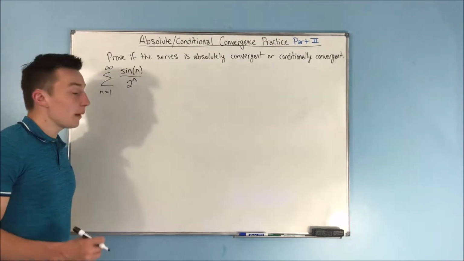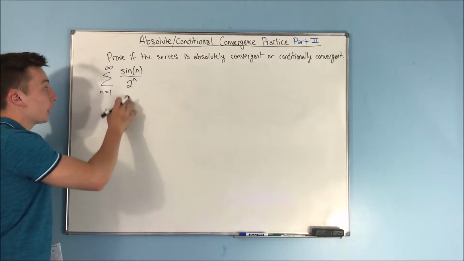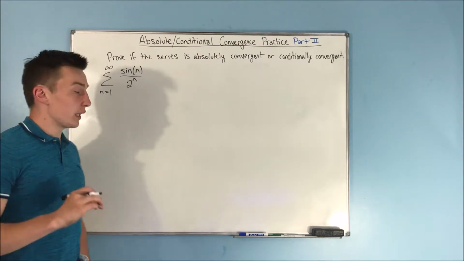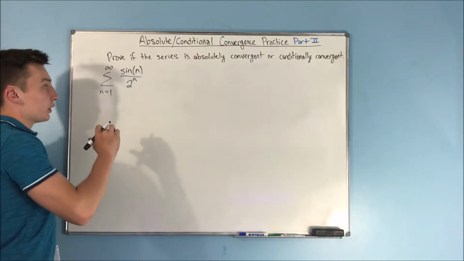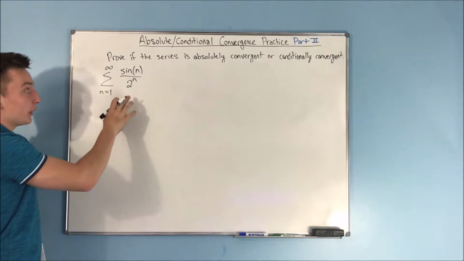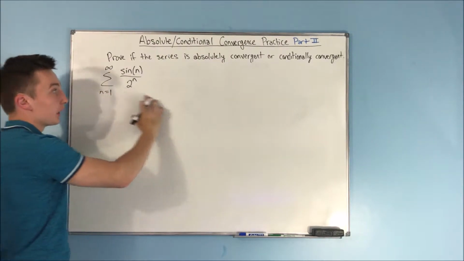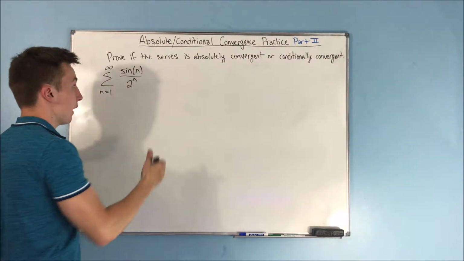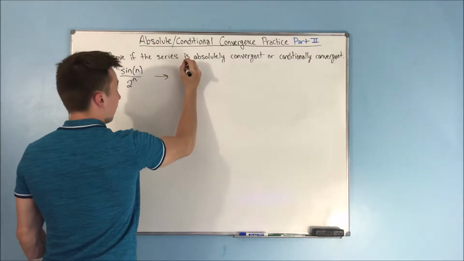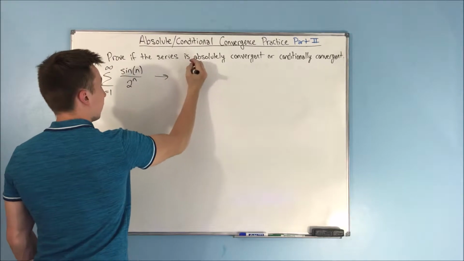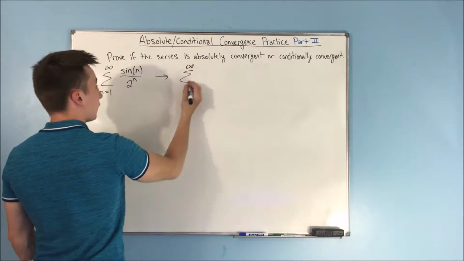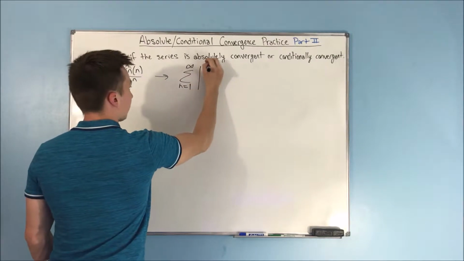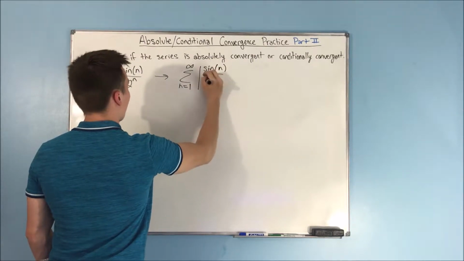So that means we're not going to be able to prove convergence or divergence using any of the tests that we know right now. What we're going to have to do is try to prove that this is convergent by proving that it is absolutely convergent. How we do that is by taking the absolute value of the series. So we have the sum from n equals 1 to infinity of the absolute value of sine of n over 2 to the n.